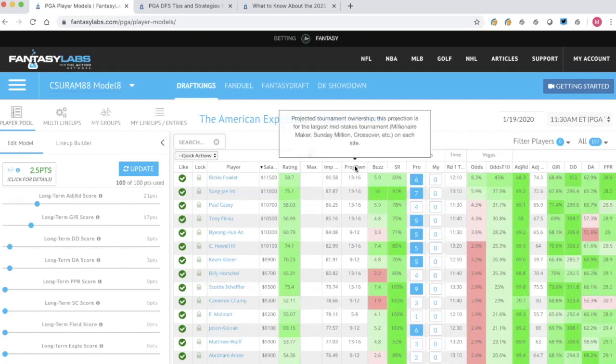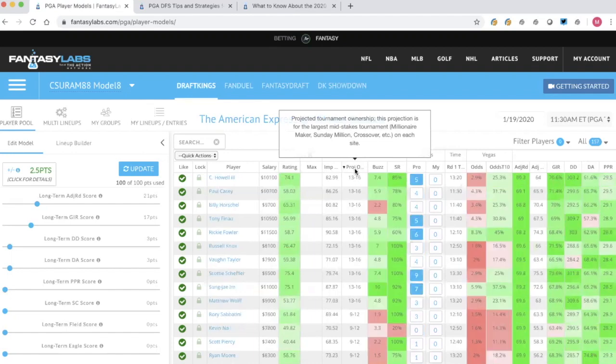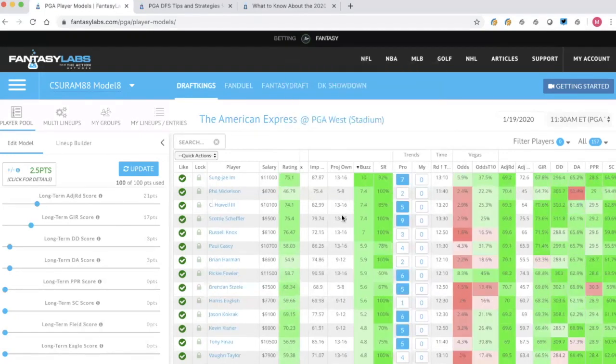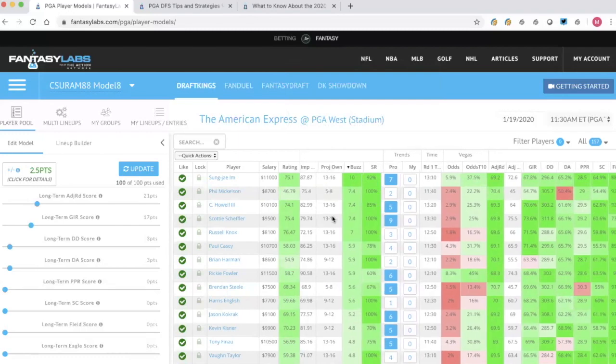We do projected ownership for each of the players. So you can see in golf, there doesn't really get to be a ton of chalk, but we have a bunch of guys here projected in the 13 to 16% range. Buzz score is something that we have incorporated into the PGA models. This is simply how much buzz each player is getting throughout the internet. Right now, it looks like Sungjae Im is getting the most buzz. He has a buzz score of 10. So don't be surprised if he checks in as one of the highest owned golfers on the week.